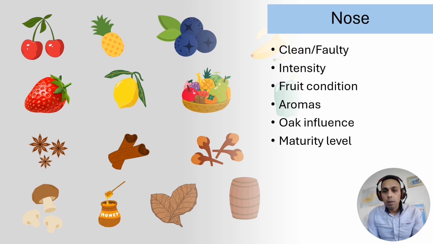Primary aromas are the ones which come from the grape variety or during the fermentation process. Secondary aromas are from oak aging, such as vanilla, cloves, cinnamon, coconut, toast, and so on. And tertiary aromas are derived from bottle aging. And of course, the last one is about maturity level. So if you have described so far, let's say, primary and secondary aromas, it means that the wine is young, youthful. So you have to say the wine is youthful.